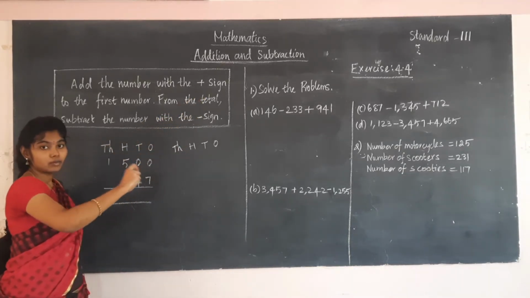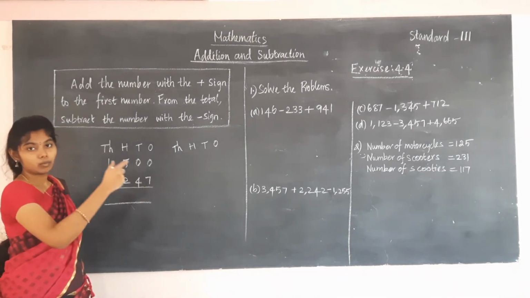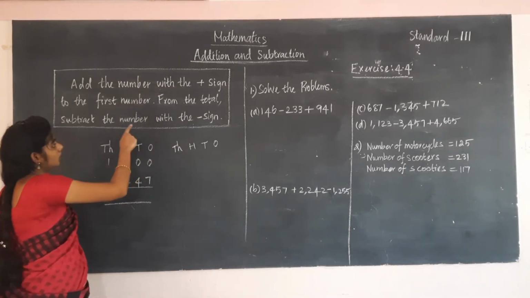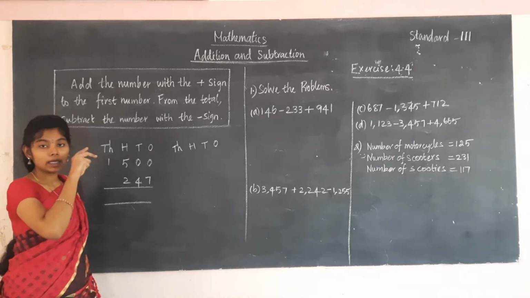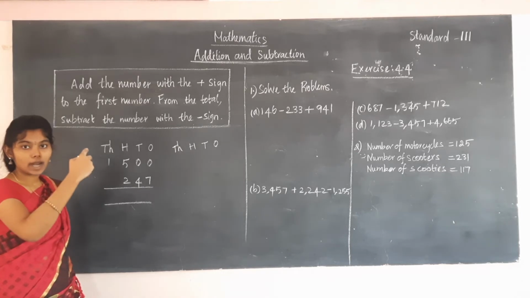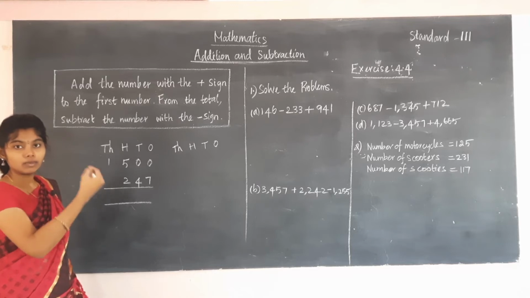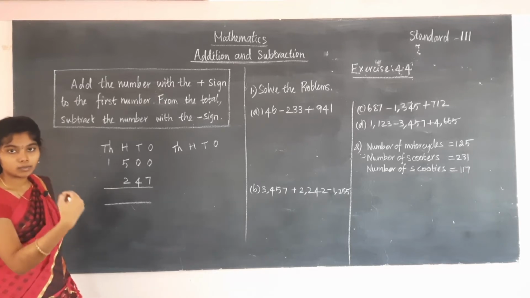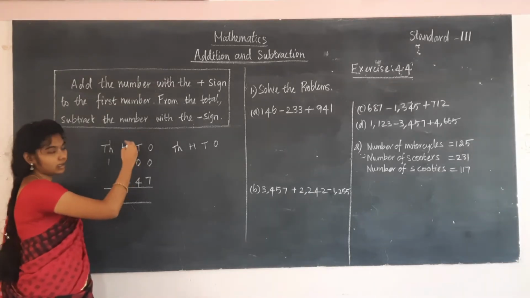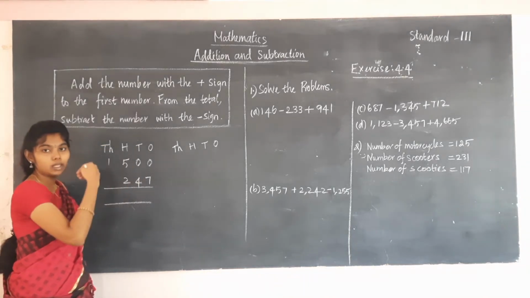If the plus sign and the minus sign are both given, first we have to take the plus sign numbers and add those two numbers. Then from the total, subtract the number with the minus sign. After adding the plus sign numbers, we take the total. From that total answer, we subtract the remaining number that has the minus sign. First we add the numbers with the plus sign. From that total we subtract that number. Then only we will get the answer.